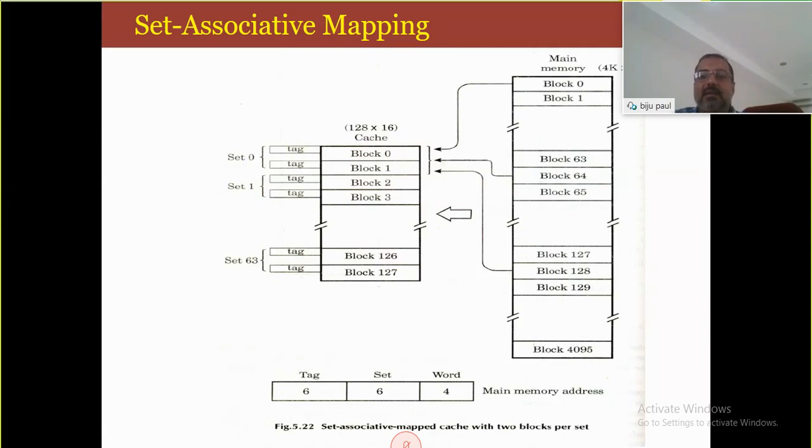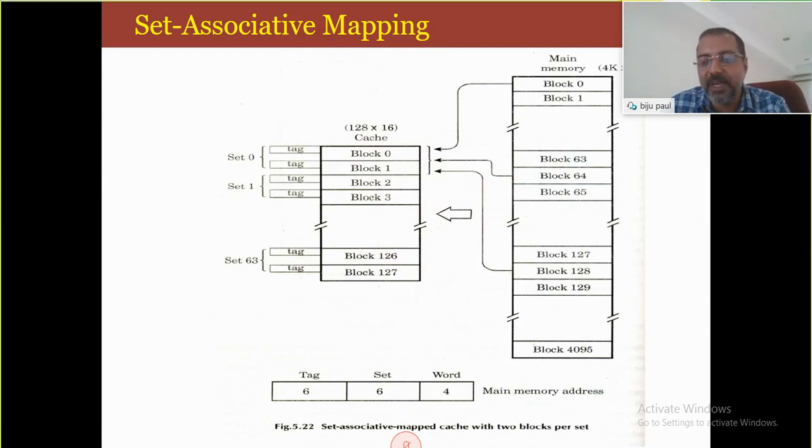Then block 63 will go to the last set. Then where does block 64 go? Block 64 in the main memory will go to set 0, and it can fit into block 0 or block 1 of the cache. I can easily say you can implement the modulo function, that is block modulo 64. It will be easy to find out which set it will go to. So I'll repeat once again, block 0 will go to block 0 or block 1, which is set 0. Right? Hope it's clear.